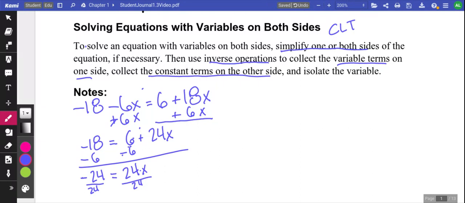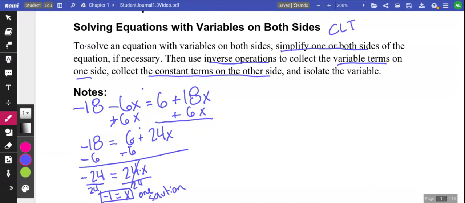All right, -24 divided by 24, I get -1. And then these 24s cancel out, is equal to x. So -1 is equal to x. Just a little bit, we're going to talk about how many solutions an equation has. This one has one solution. There's one value of x that works for this, and it's -1.